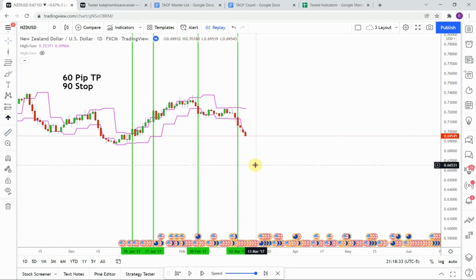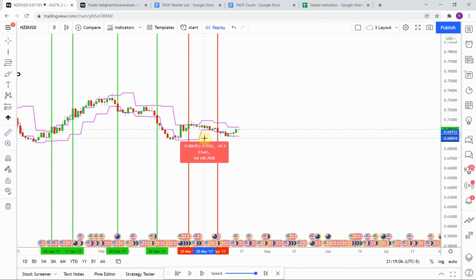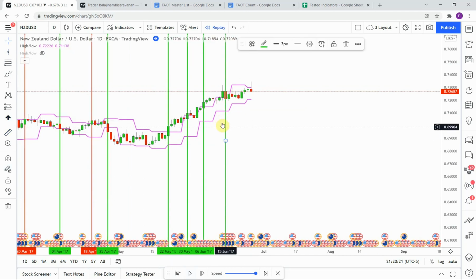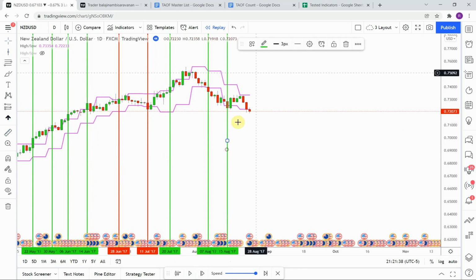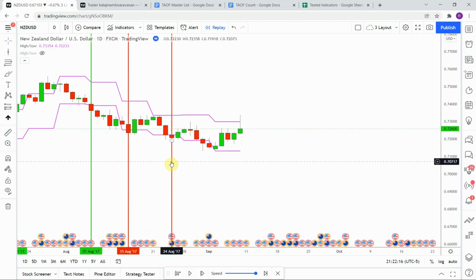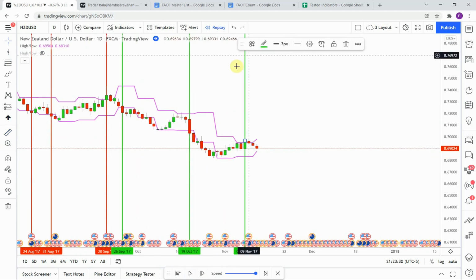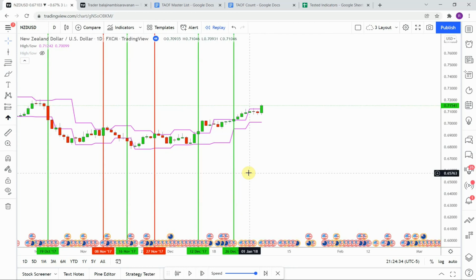So all right, what I'm going to do here is go ahead and fast forward the testing. That way things don't get too long, and we'll pick this up when we're at the end of the year. All right, so that puts us at the end of the year right there.